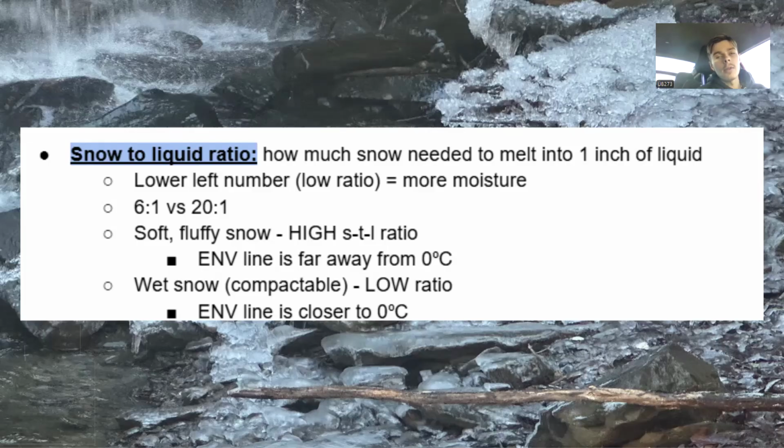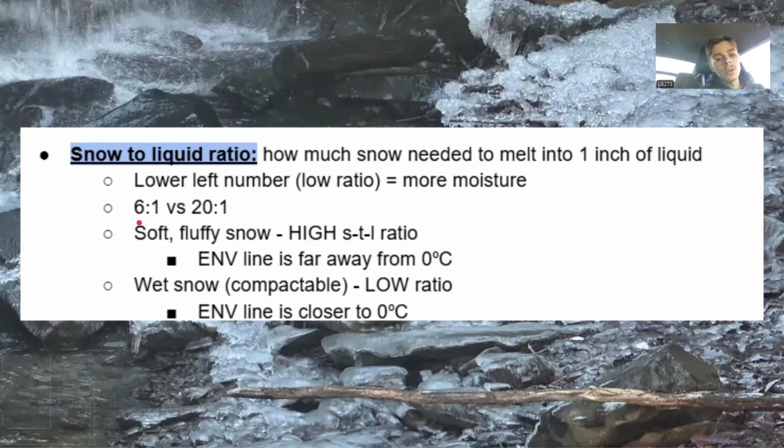And so we have this ratio to help us describe how much moisture we have in the snow. And what the number really means, though, is how many inches of snow are needed to melt into 1 inch of liquid water. So you can see examples here, 6-to-1 ratio or 20-to-1 ratio.